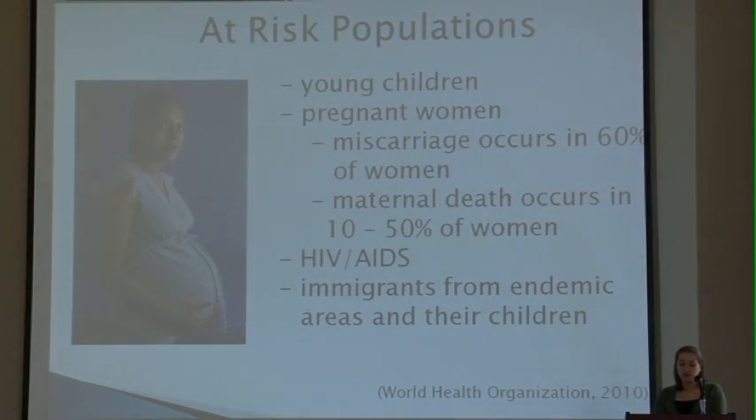There are certain population groups that are at a high risk for acquiring malaria. Children are especially high risk because their immune systems haven't fully developed. Pregnant women who acquire malaria have a 60% chance of miscarriage and a 10 to 50% chance of maternal death. Those with HIV or any others that are immunosuppressed are also at risk, as well as immigrants from endemic areas and their children who often return home to visit their relatives.